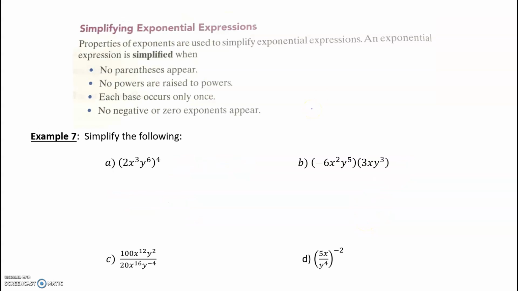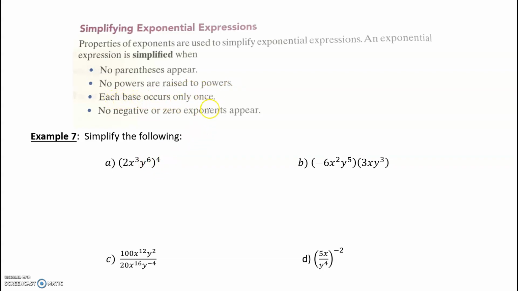And last but not least, you're going to see a lot of directions that tell you to simplify. So what are they looking for when they tell you to simplify? You don't want any parentheses, so no parentheses. If you look at A and B and D, we want to get rid of all those parentheses. No powers are raised to powers, so make sure you do the multiplying right here. See the to the power of 4? We're going to have to fix that.